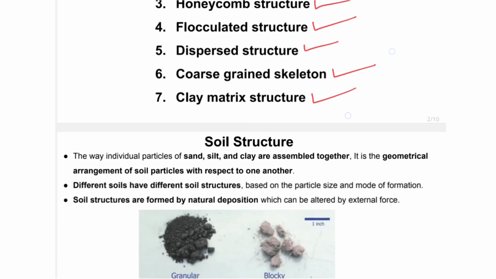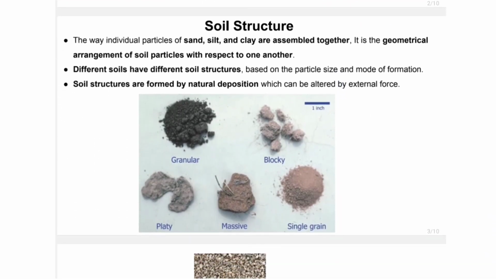Okay, so first we'll see what is a soil structure. Soil structure is the way in which the individual particles stick together in the soil medium, and these particles are sand, silt, and clay, which are assembled together. It is a geometrical arrangement of soil particles with respect to each other. Different soils have different soil structures depending on their composition and the nature of the particles.